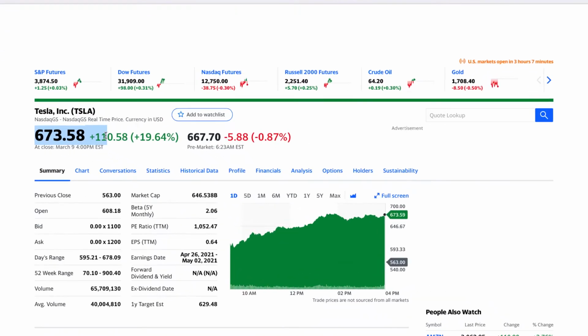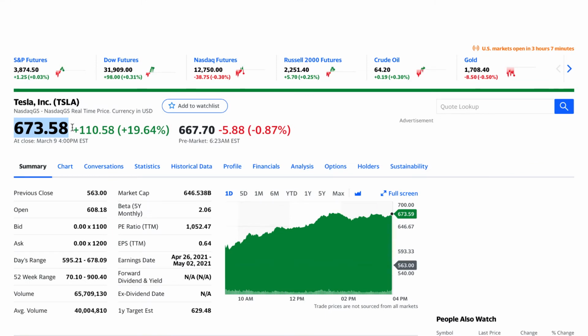Okay, so a quick overview as to what we're looking at. This thing over here is the stock price. That's actually the market price that the stock is currently trading at. And because the market is closed, this is the price that the stock closed at as of when the market closed yesterday at 4 p.m. EST. So Tesla closed at $673.58.